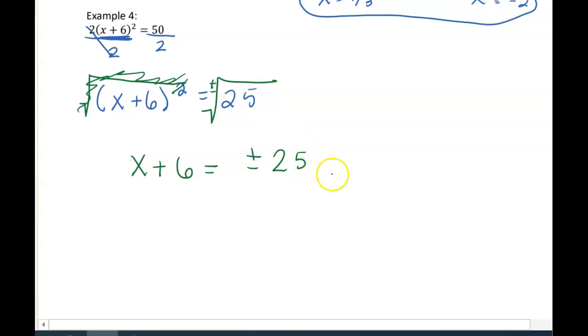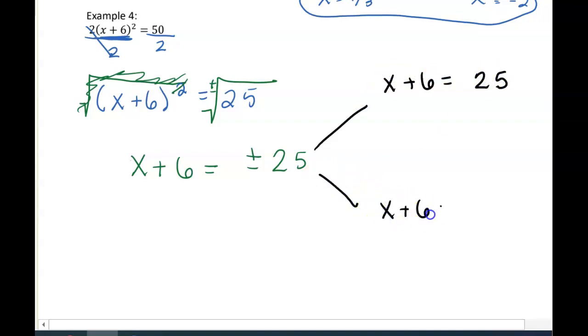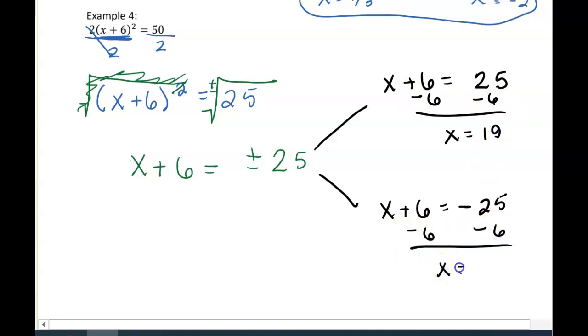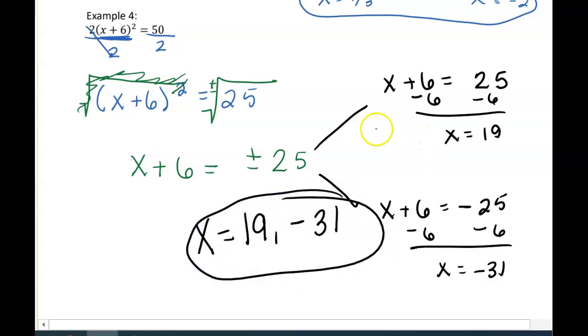Okay, well, let's make our lives easier. That means x plus 6 equals positive 25 and x plus 6 equals negative 25. Okay, then I want to solve. So minus 6, I get x equals 19. Minus 6 minus 6, x equals negative 31. So I have x is equal to 19 and negative 31, and there's your solution.